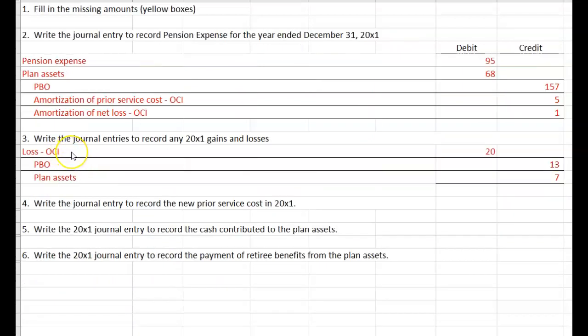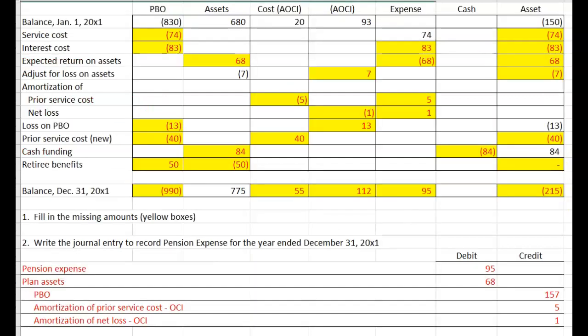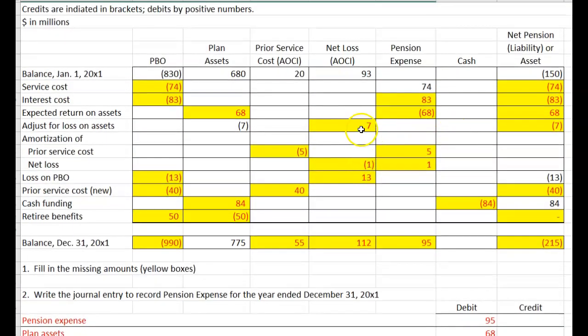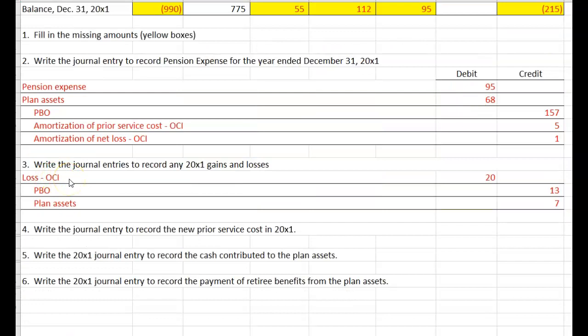We need to debit a loss, OCI, other comprehensive income, and credit the PBO for $13 million, and credit plan assets for $7 million. 7 plus 13 is a $20 million debit to net loss, and a credit to plan assets of $7 million, and a credit to the PBO of $13 million. Notice that I did not directly debit net loss, AOCI. Instead, I debited an other comprehensive income account called loss, other comprehensive income for $20 million.